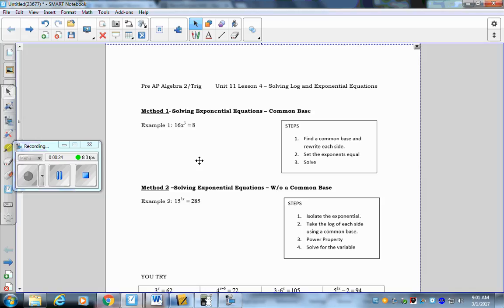Let's go ahead and change example one in there. That should be 16 to the 3x and not 16x cubed. So sorry about that. Let's go ahead and change it.